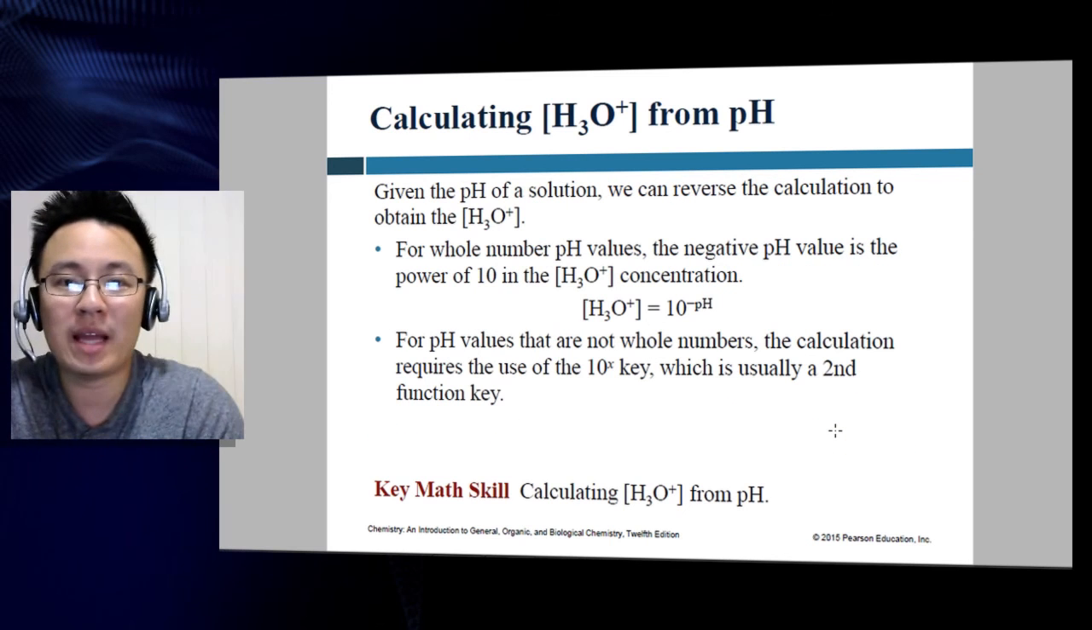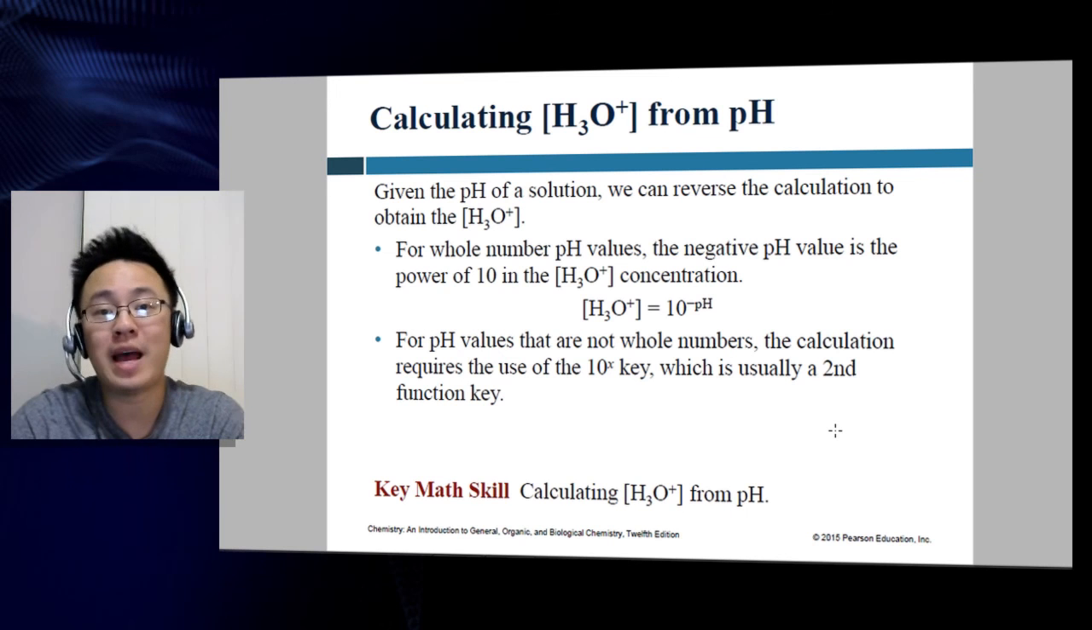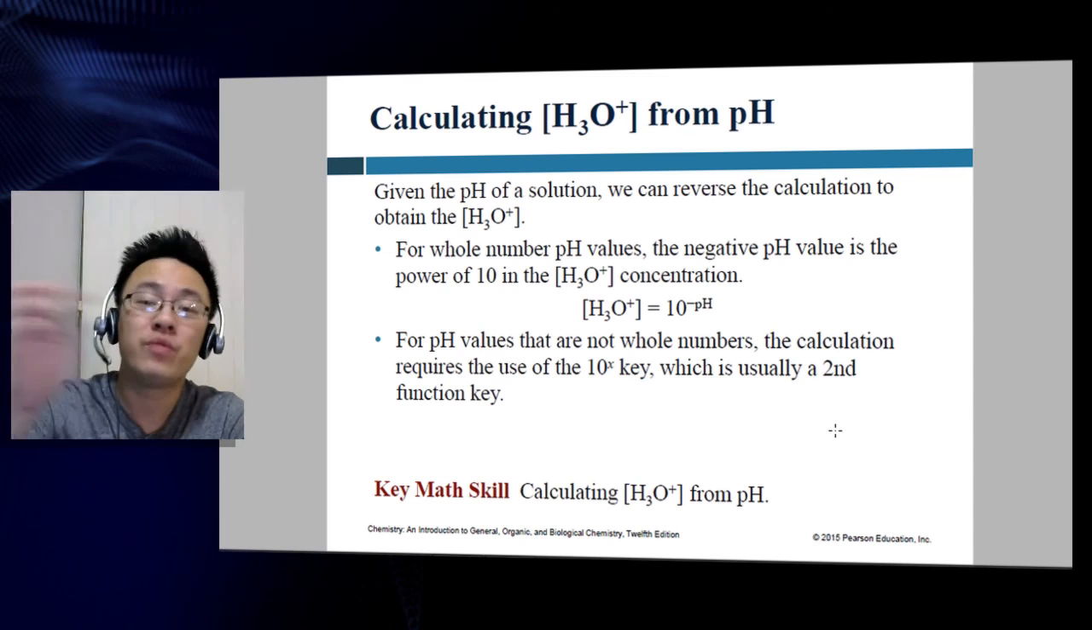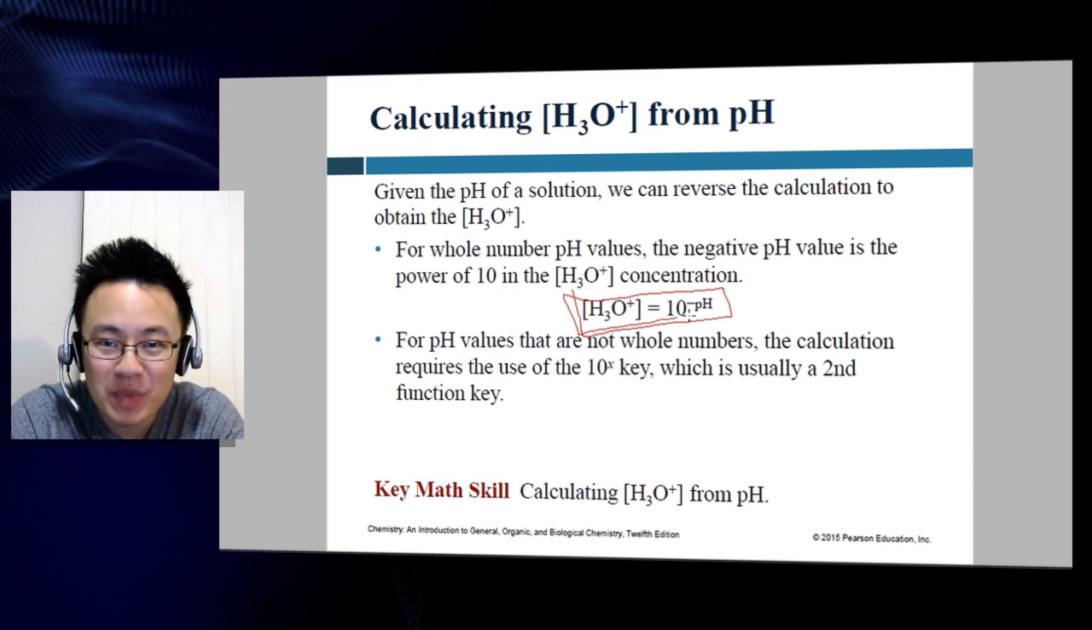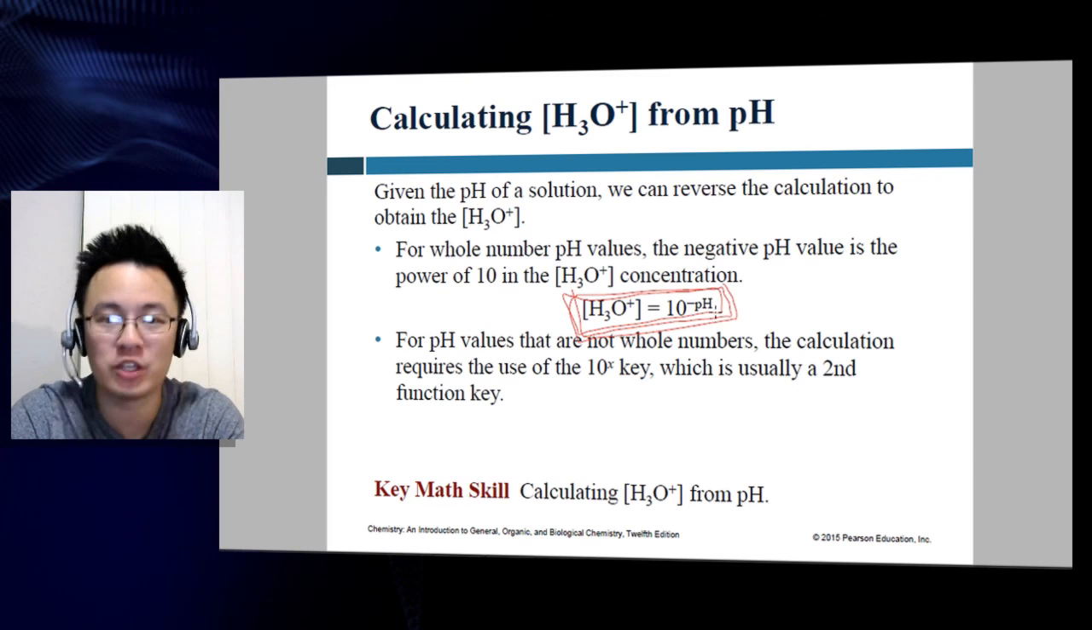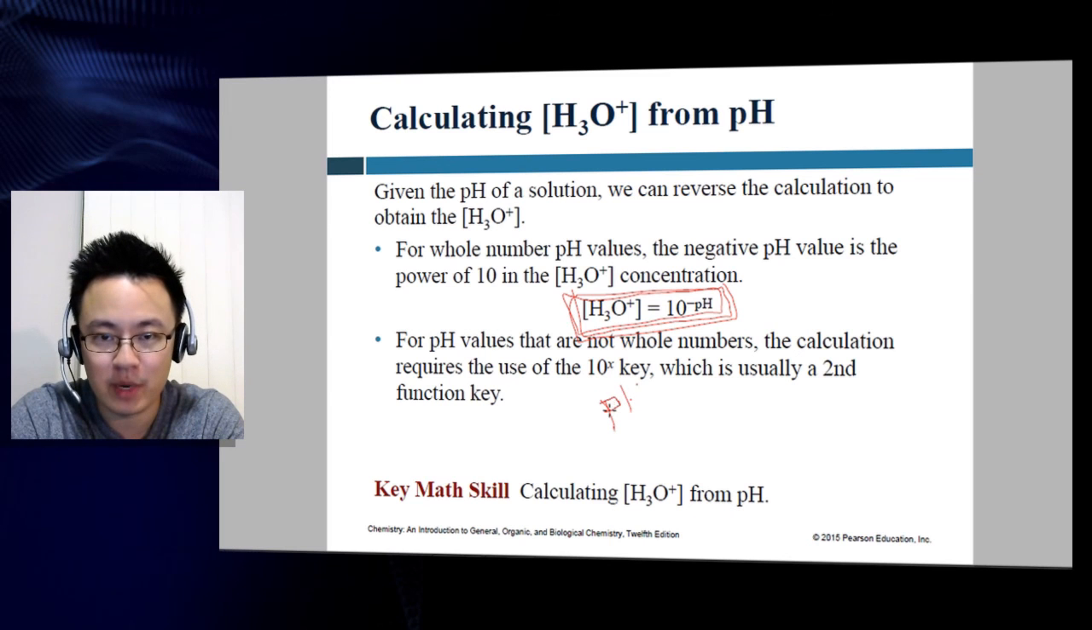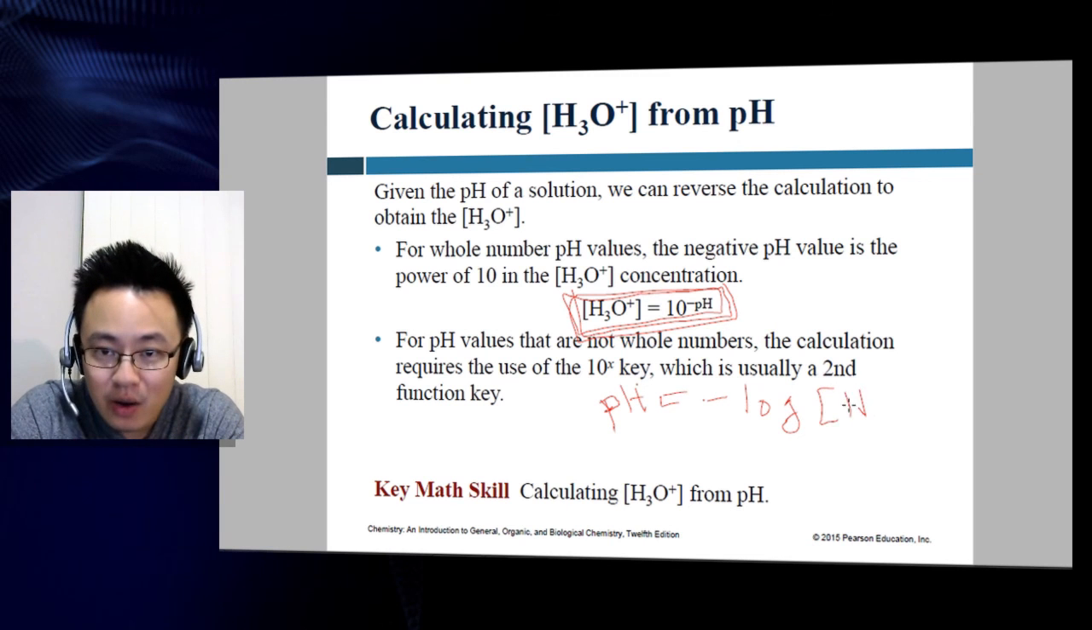Given the pH of a solution, we can reverse the calculation to obtain the hydrogen ion concentration in solution. So we can definitely go backwards. As you can see here, the reverse equation is hydrogen ion concentration equal to 10 to the negative pH. Right over there, that's our equation. So we have here the pH equal to the negative log of the hydrogen ion concentration.